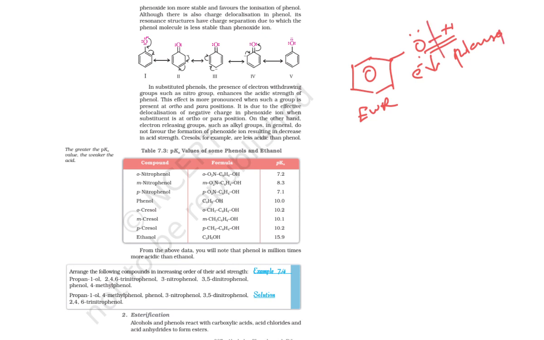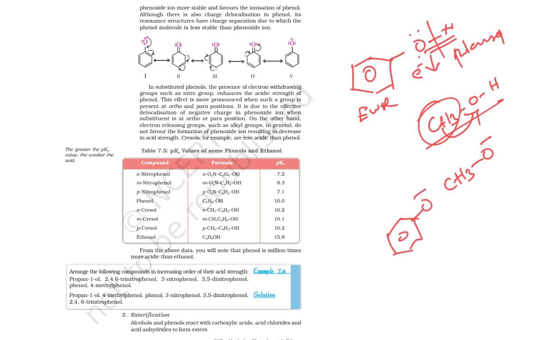The same ionization is possible also in methanol. But here this is not an electron withdrawing group; instead this is an electron releasing group, which increases the basicity and decreases the acidity. So if there is a formation of the methoxide ion and the phenoxide ion, in the methoxide ion the negative charge is localized over the oxygen, but in the phenoxide ion the negative charge is delocalized in the benzene ring. The stability of the phenoxide ion is more compared to the methoxide ion.